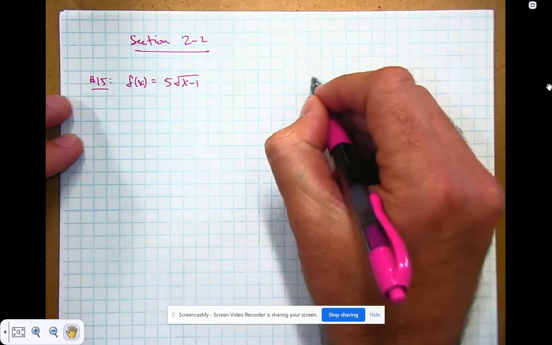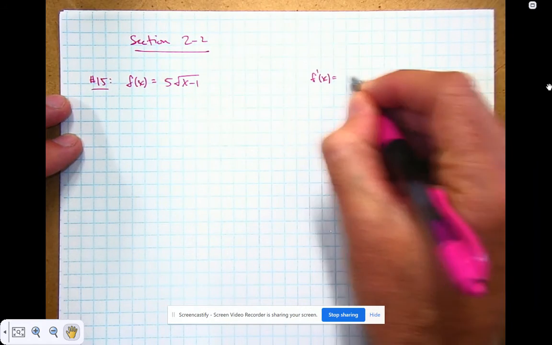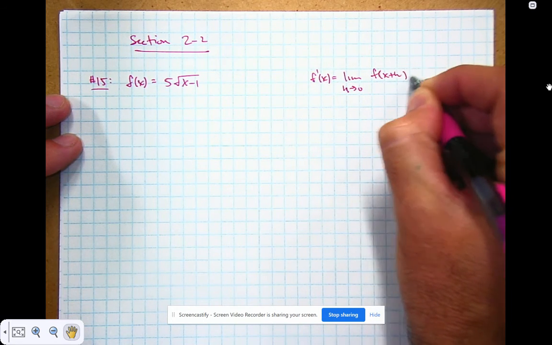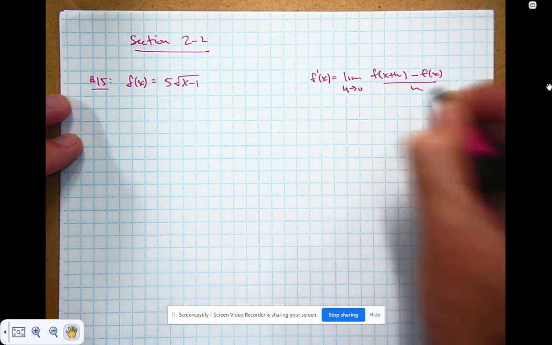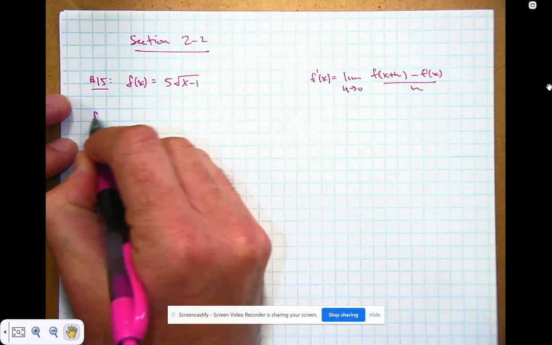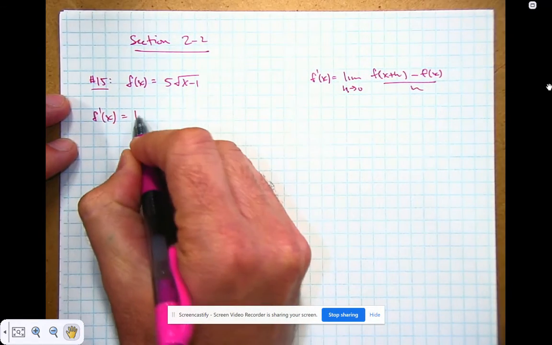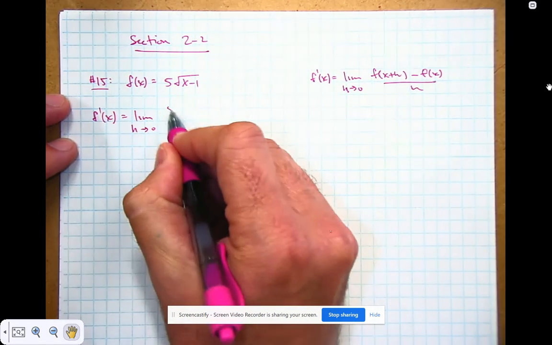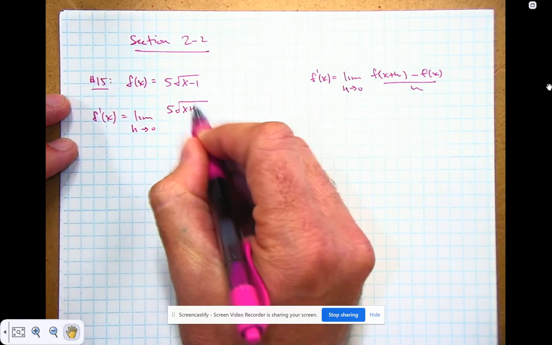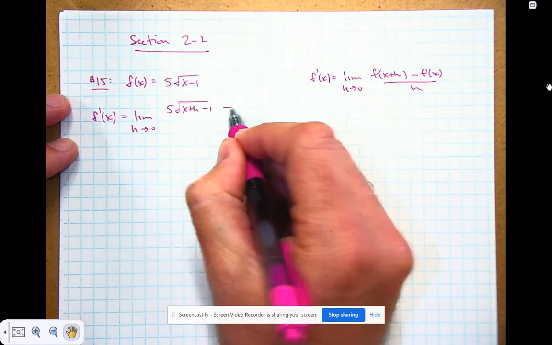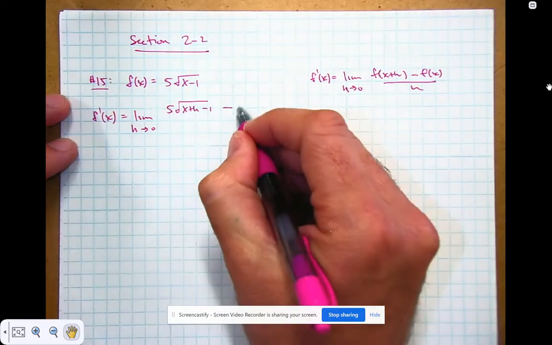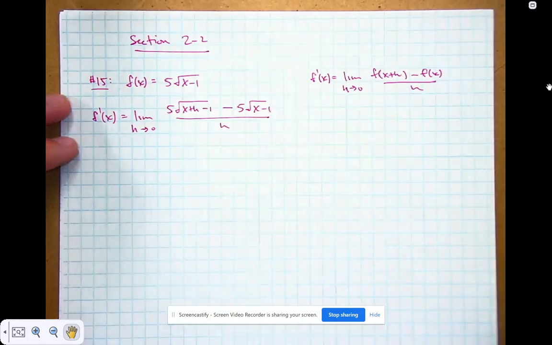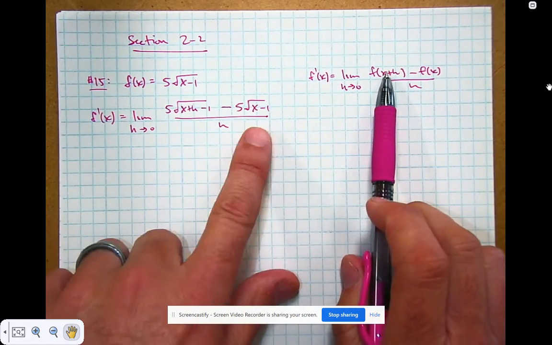We're going to be working off of the formal definition of the derivative, which is the limit as h approaches 0 of f of x plus h minus the function itself, over h. So the derivative of this function is equal to the limit as h goes to 0 of f of x plus h. That just means plug in x plus h instead of x. Then subtract the original function, which is 5 square root of x minus 1, all over h. All I did is use my definition and plug it in.